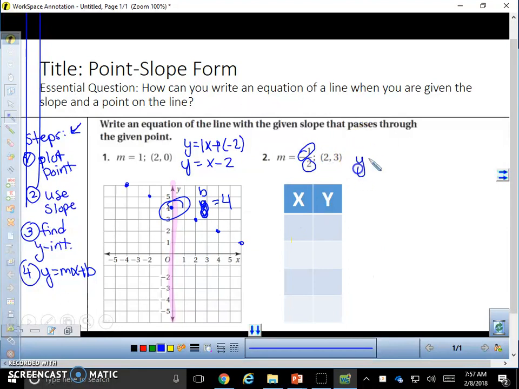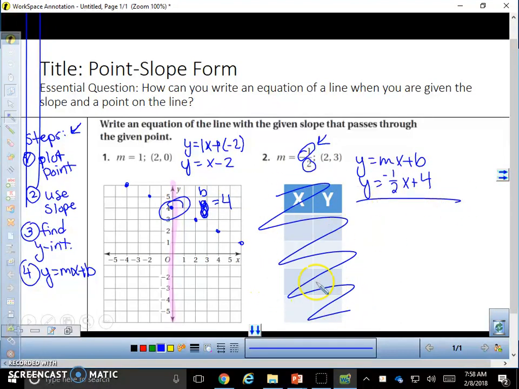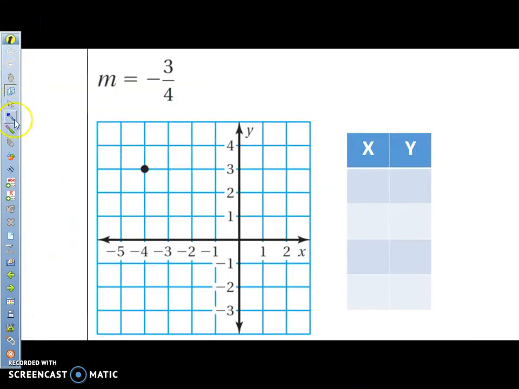Now let's plug into the equation y equals mx plus b. So y equals, here's your slope, negative 1/2 x plus, here's your b, 4. And you did it. Don't use the table, use the graph. Yes, use the graph. All right, let's go to our next example.